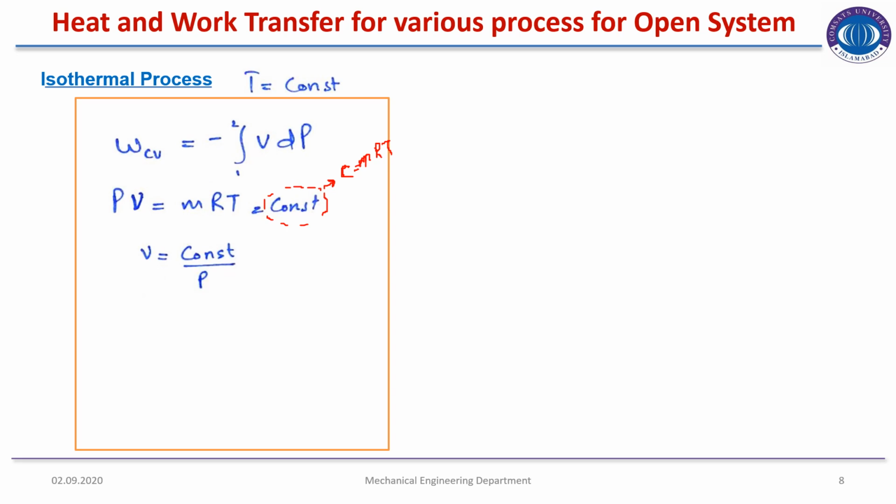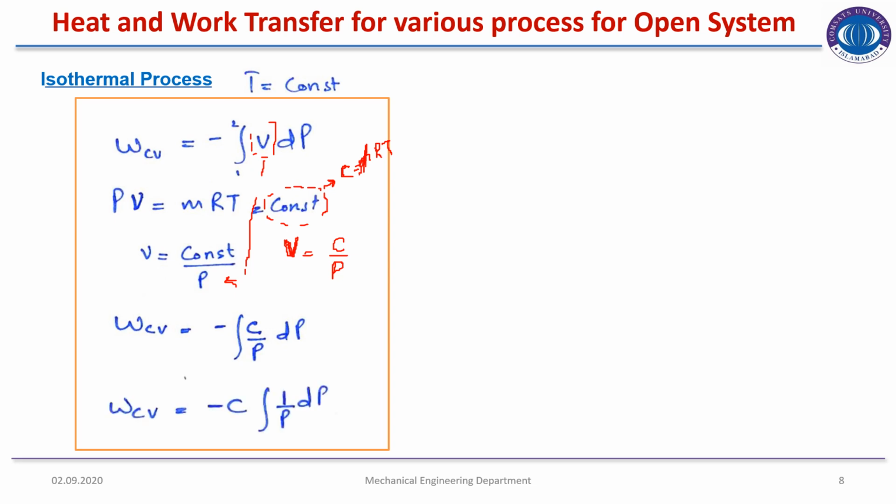V is equal to constant over P, or the specific volume is equal to C over P. So PV is equal to mRT; m is divided on the left hand side, it becomes the specific volume, and we have replaced the specific volume with C over P. Now C is a constant, therefore it will come out of the integration sign, and the term left is the integration of 1 over P dP.